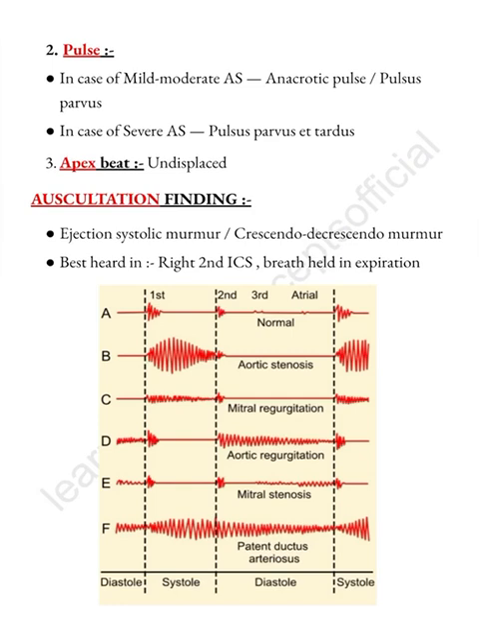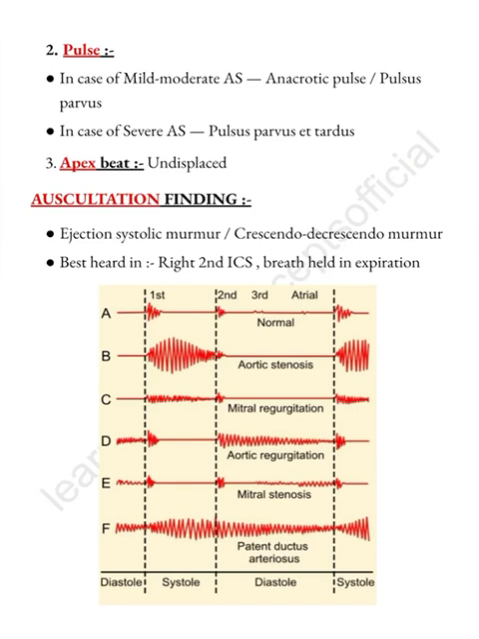Now, it is best heard in the right second intercostal space. We have to remember here that right-sided murmurs are heard more in inspiration and left-sided murmurs are heard more in expiration. And the murmurs of the aortic and pulmonary valves are clearer in the sitting and leaning forward position. That is important and we have to remember it also. You can also see in image B, there is a crescendo-decrescendo murmur in case of aortic stenosis.